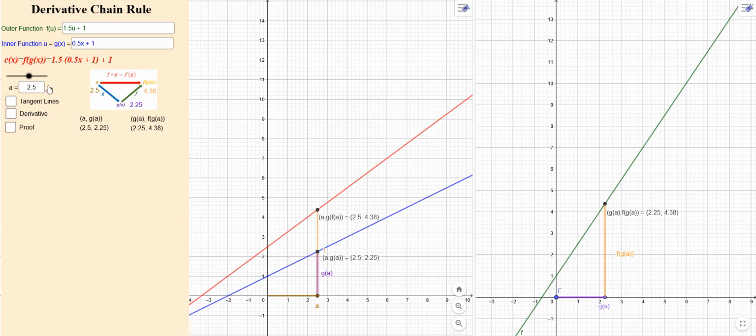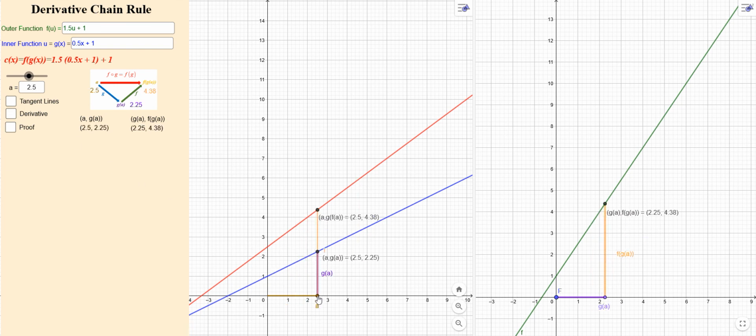Here's the exact same composition of functions illustrated using my GeoGebra app. The outer function is 1.5u plus 1. The inner is 0.5x plus 1. This time, instead of putting this graph on the original, I'm putting it over here in the u-y plane. So here again, it's the same thing. Here's the x value, controlled by this slider.